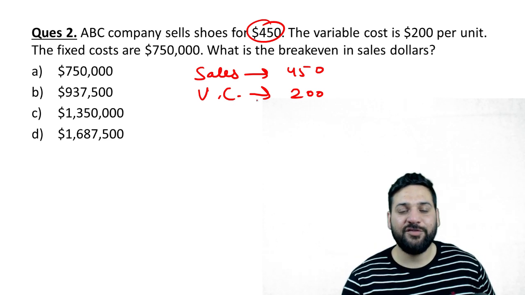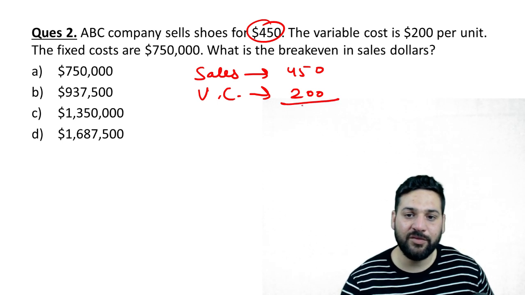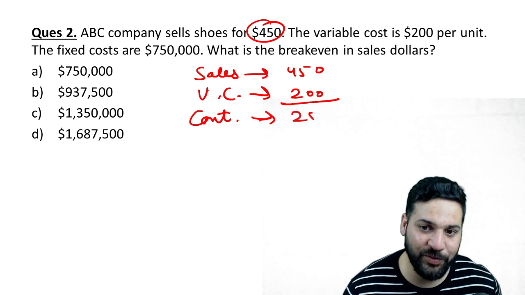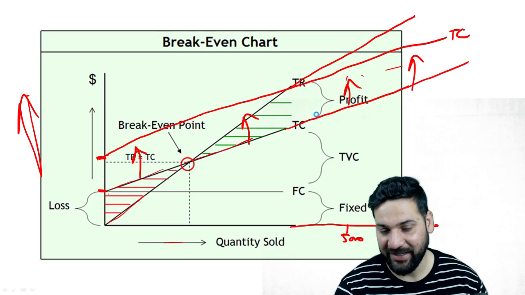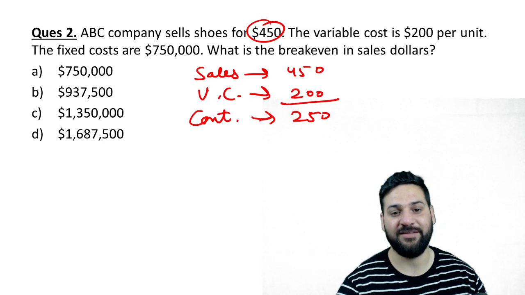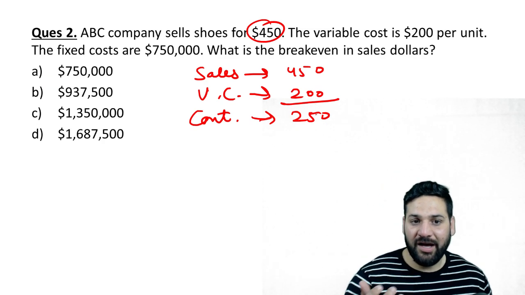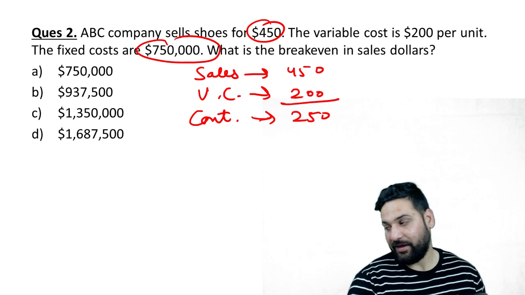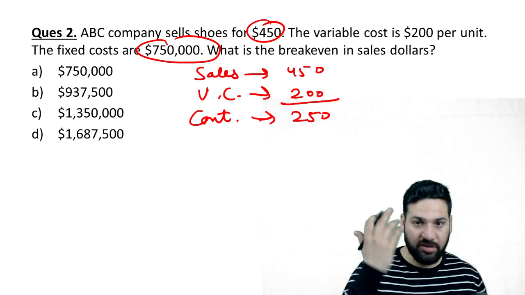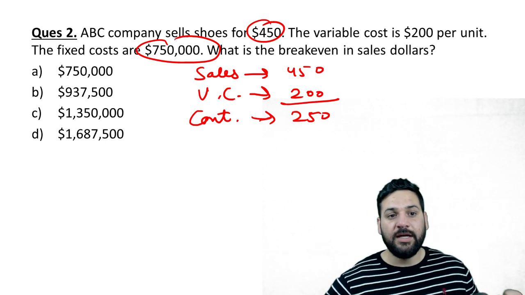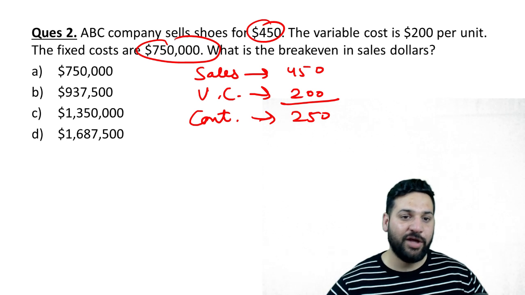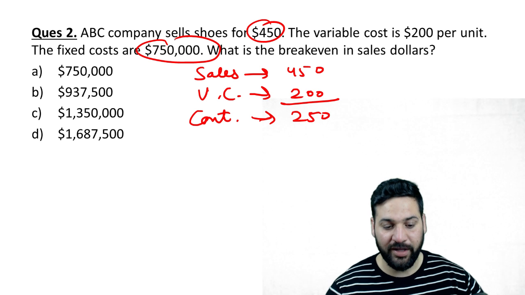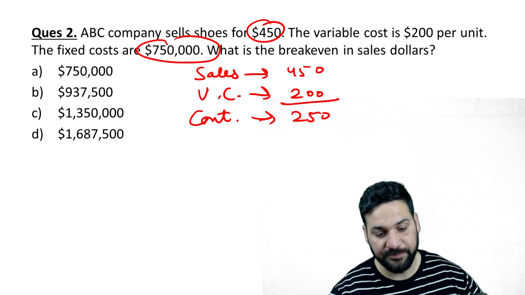So you got the sales value, you got the variable cost value, you got the contribution. There are fixed costs. What is the break even? Now it's your turn to give me the answer. Give me your answers in the live chat, super chat. I'm waiting for your answers.